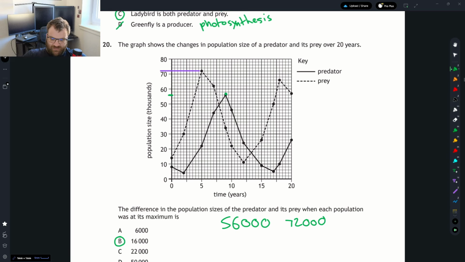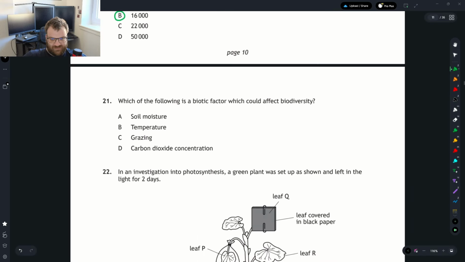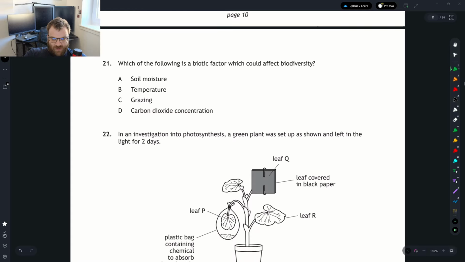So I definitely got thrown by the way that was worded. And each population was at its maximum. So that last bit's the bit that kind of guides us a bit better for that. So look at each of the maximums and then put them together. But I can very much understand people getting thrown off by that. On to the next one.